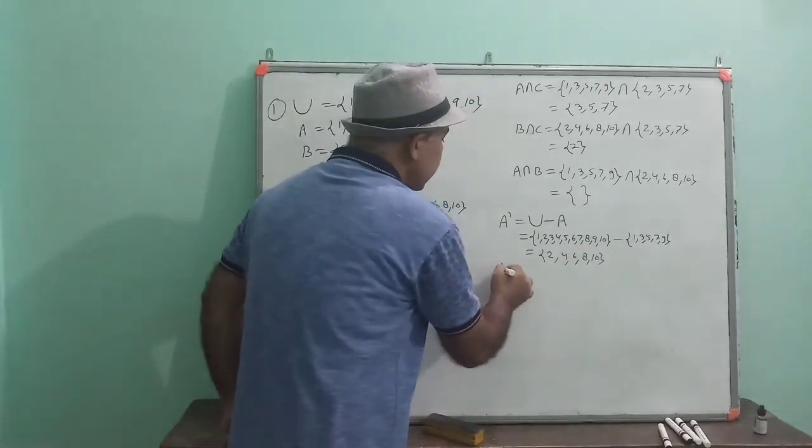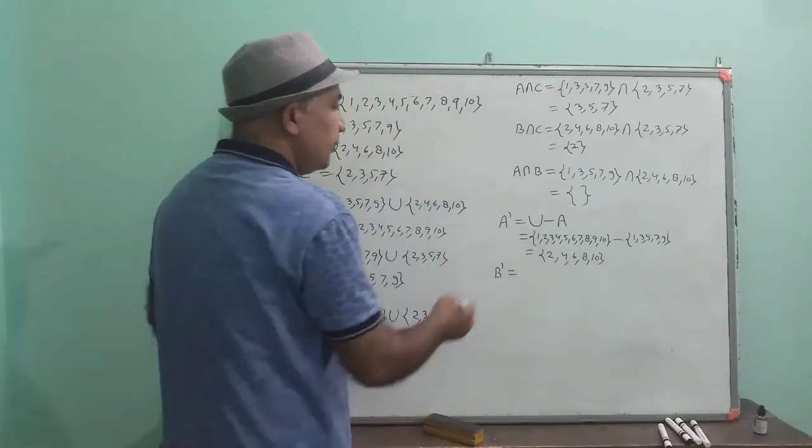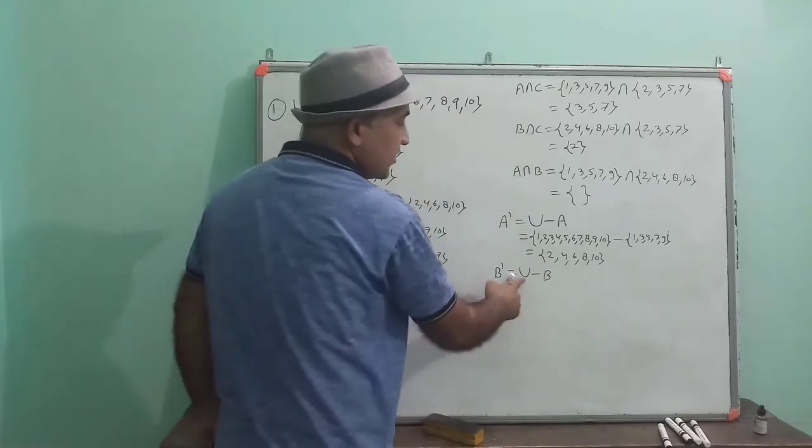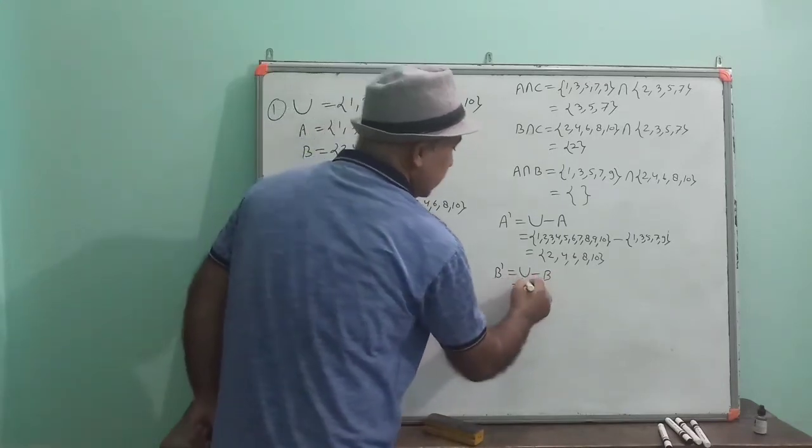Understood? See the B complement also. B complement means universal set minus B. Universal set minus B set.